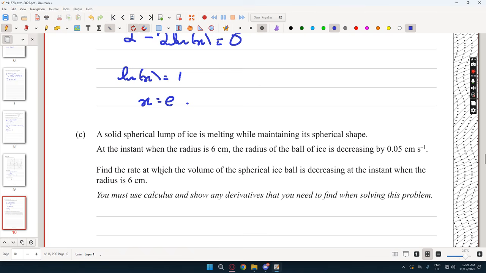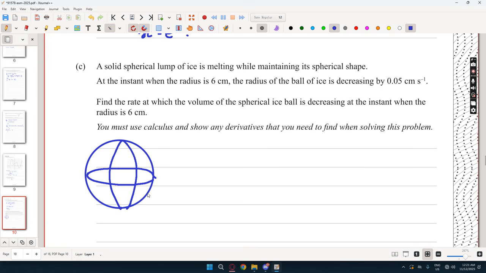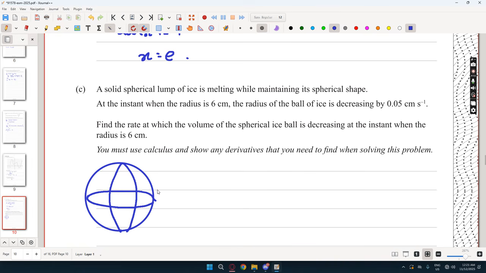A solid spherical ball of ice melting whilst maintaining its spherical shape. Alright. The radius of the ball, the instant when the radius is 6 meters.